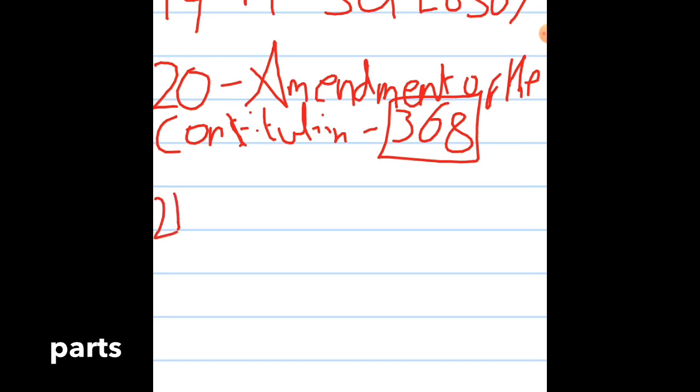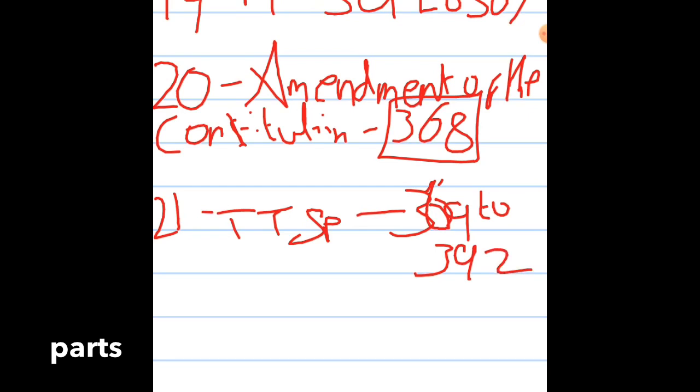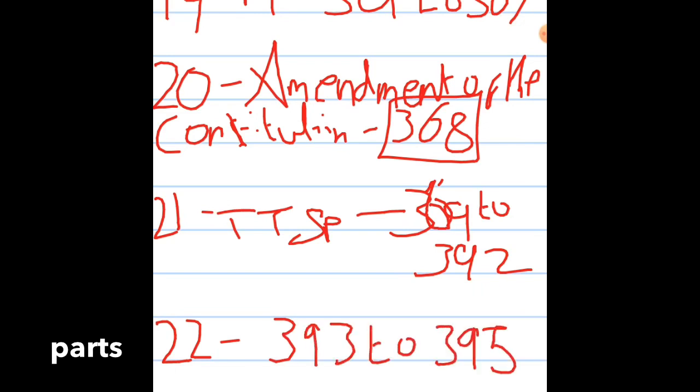The next part, Part 21, stands for Temporary, Transitional and Special Provisions, which deals with Articles 369 to 392. The last part of our Indian Constitution is Short Title, Commencement, Authoritative Text in Hindi, and Repeals, which deals with Articles 393 to 395.